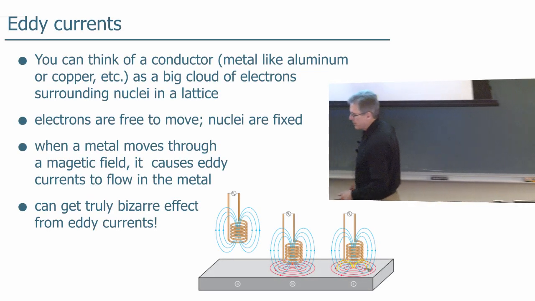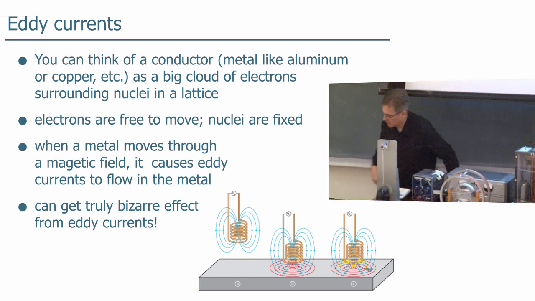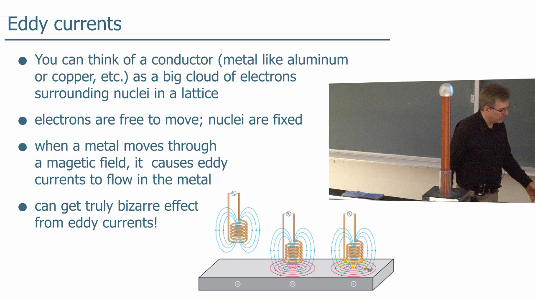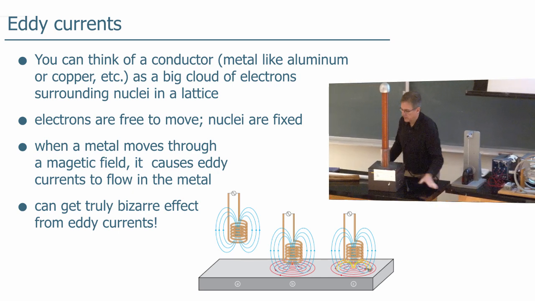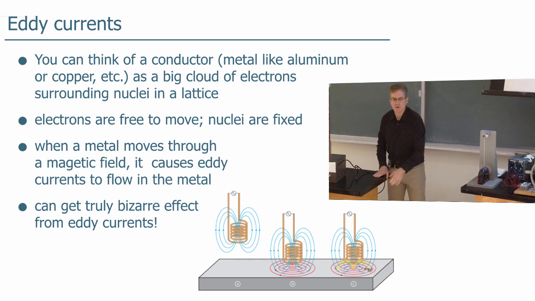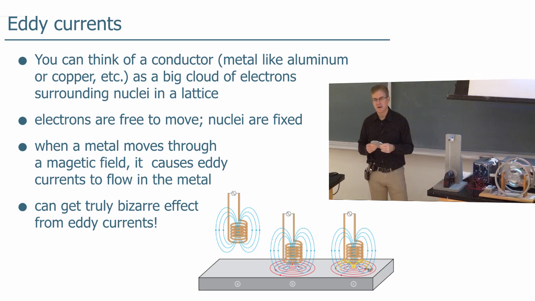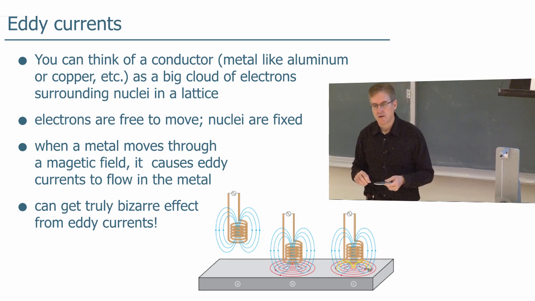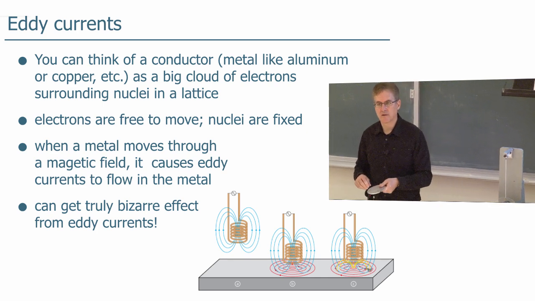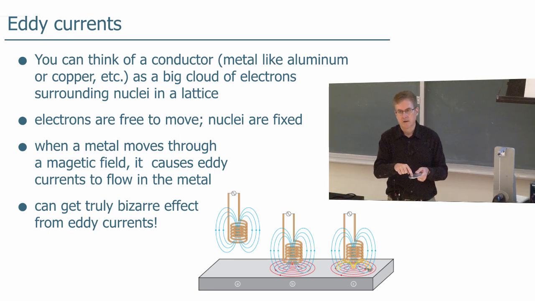Now there's another interesting set of effects that occur in materials which are conductors, called eddy currents. An eddy current is generated whenever you have a material like a piece of metal, okay? And if there's a changing magnetic field, if you bring a magnet near it or pass it through a magnetic field, the charge, which is free to move inside a conductor, feels a magnetic force.